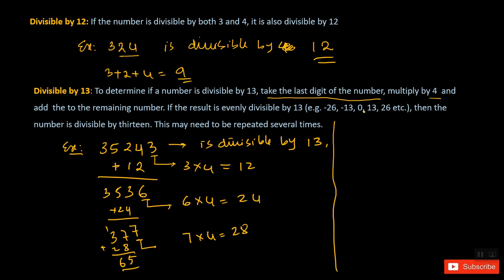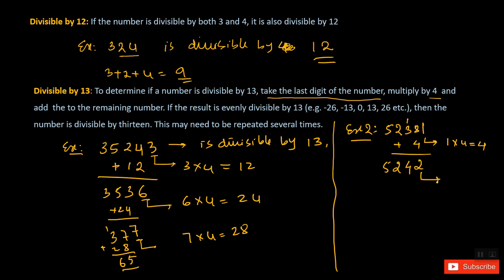Example 2. Let's check. I have a number that is 52381. All right, so let me repeat in the same way. Let's take the last digit, multiply it by 4. 1 times 4 gives me the result 4. Add that 4 to the remaining. 8 plus 4 is 12, carry forward 1. 1 plus 3 is 4, 2 as it is, the 5.